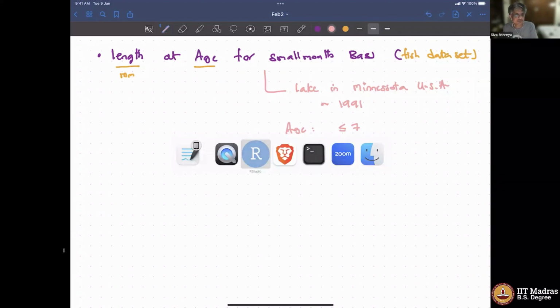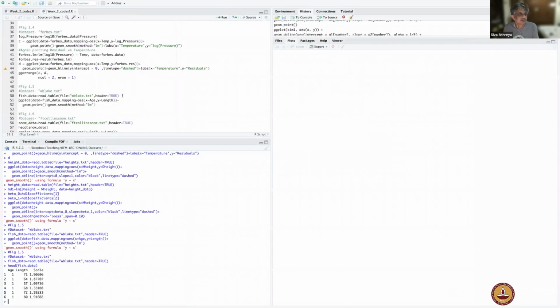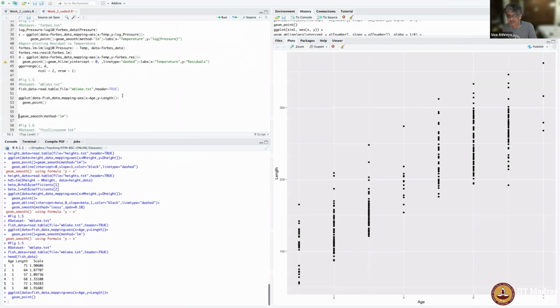Let's see how we can do this. Instead of doing this ggplot like this, let's do it this way, without geom smooth. Let's just look at the data set. You can see the data set like this: 1-year-old fish have this much length, 2-year-old fish this much length, and so on and so forth.